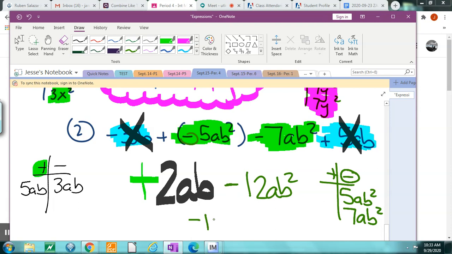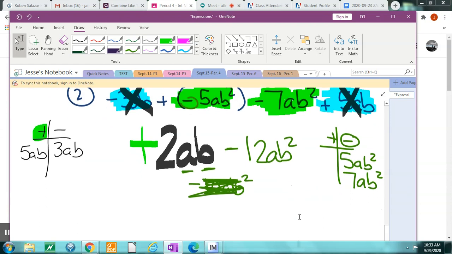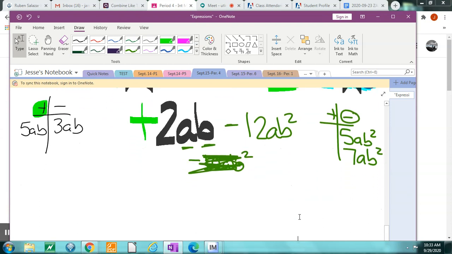Well, some kids will do this. If they don't understand how to do it, they're going to put 12, negative 10AB. No, don't do that because they are not the same, even though they have the same letter. In this one, you're just multiplying A times B, right? And in this one, you're multiplying A times B, but you're squaring it. So those are two different things, all right? So that's number 2, okay? So far so good.